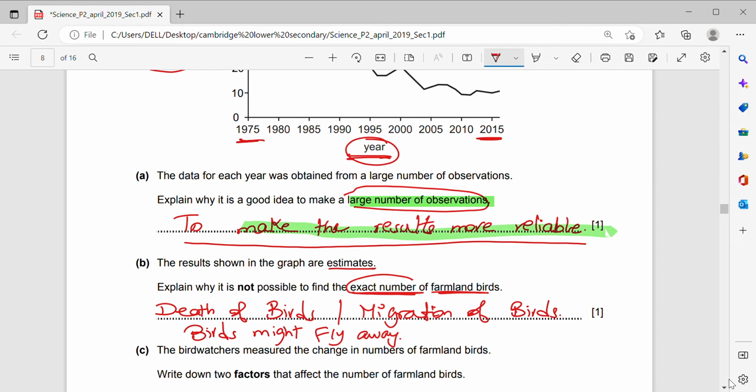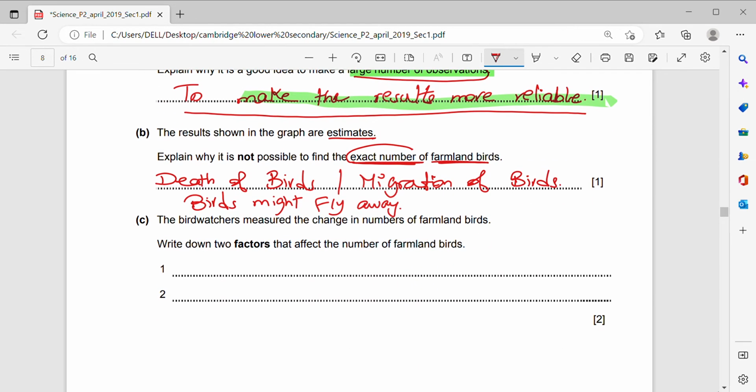طيب. The bird watchers measured the change in number of farmland birds. Write down two factors that affect the number of farmland birds. ايه الفاكتورز اللي بتأثر على النمبر بتاع البيردز هنا؟ أول حاجة ممكن نقول ال destruction للهابيتات اللي عايشين فيه. ممكن نقول ال food supply. There is a problem with the food supply. في damage للfood chain بتاعها. ممكن يحصل لها predation eaten by predators. ممكن يحصل disease فهيحصل death. ممكن climate change and air pollution. يبقى كل دي factors affect the number of farmland birds.